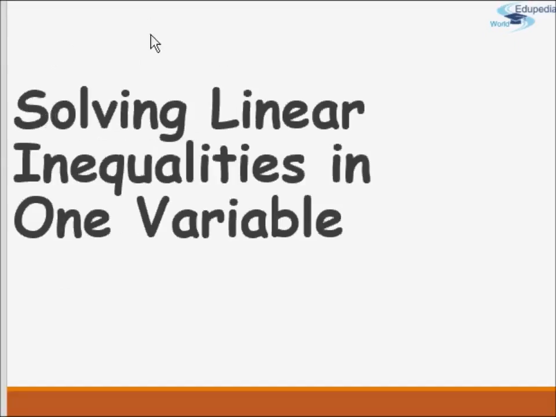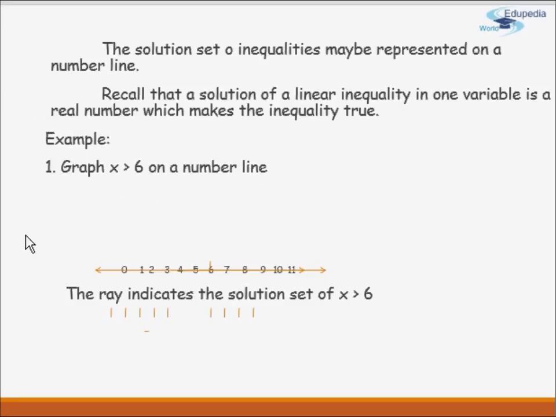Now we come to the solving of linear inequalities in one variable. So this is what a solution of an inequality looks like. Basically, if we want to graph it, just like the number line, when we start learning about real numbers and integers, we use the number line to make sense of the new stuff that we are learning. Just like that, over here in inequalities, we're also going to do that.